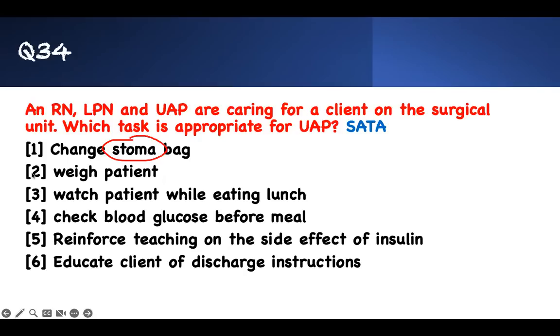They can weigh the patient. They can watch the patient eating so that they don't get out of bed or something. Check blood glucose before meal. Yeah, they can check your blood glucose before you eat. They don't need to do any assessment. They're just checking. Reinforce teaching? No, they don't reinforce. Educate client? They don't educate. And that's the way you do it. You just look for big words and the buzzwords and then use them to eliminate as much as possible.